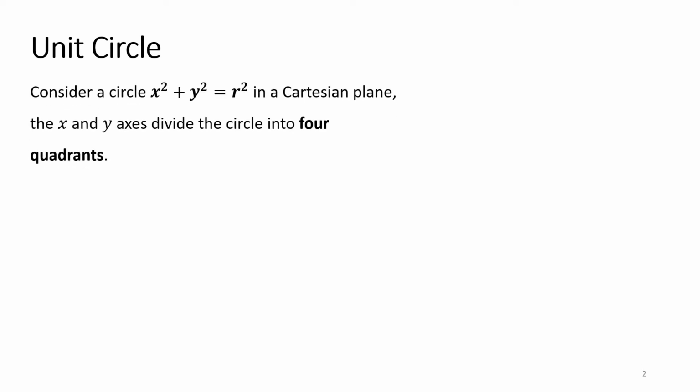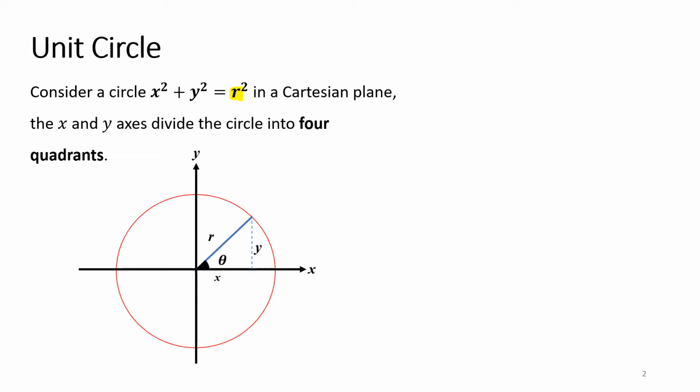First, we will take a look at the concept of a unit circle. Before we start, let's consider a circle with equation x squared plus y squared is equal to r squared, where r is the radius of the circle in the Cartesian plane, and the x and the y axis will now divide the circle into 4 different quadrants. We can draw a right angle triangle inside the circle, and we will have the angle theta in between the positive x-axis and the line r, which is the hypotenuse of the right angle triangle.